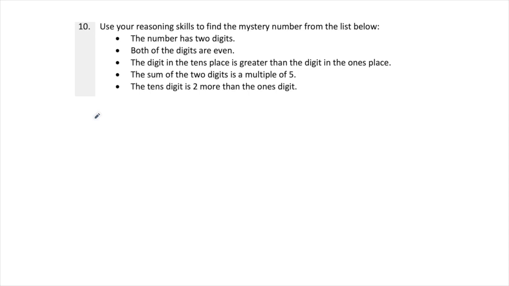The digit in the tens place is greater than the digit in the ones place. The sum of 2 digits is a multiple of 5, and the tens digit is 2 more than the ones digit. From the first 2 clues, we know that the first digit can be 2, 4, 6, or 8, and the second digit can be 0, 2, 4, 6, or 8.